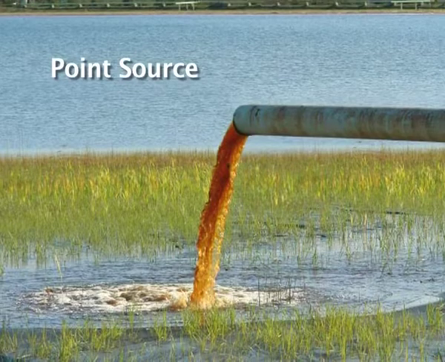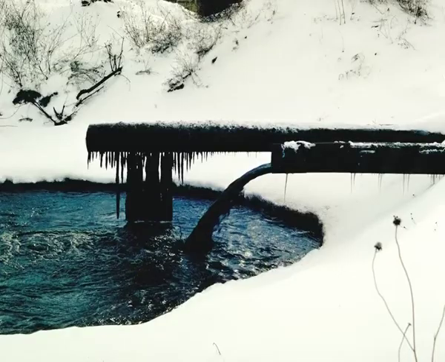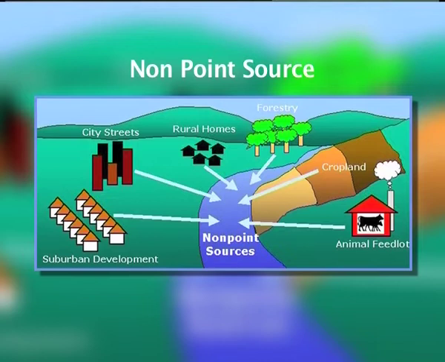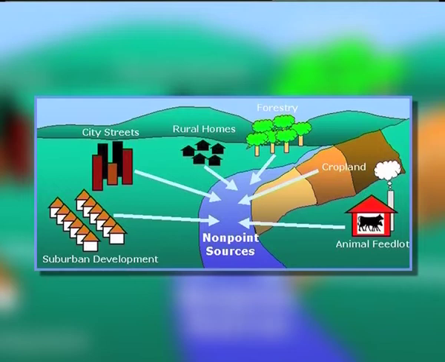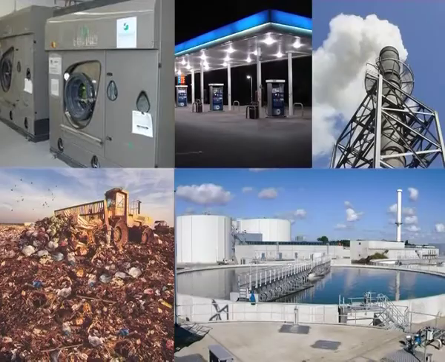Pollution originates from various sources. Point source: pollution comes from a specific originating point, a pipe from a factory or wastewater discharge from a treatment facility. Non-point source: pollutants mainly come from municipal and agricultural sources, but include a wide range of activities. These pollutants are carried by runoff and end up in rivers, streams, and lakes in elevated concentrations. Area source is a system used to report small pollution emissions by category rather than individual source. Examples include dry cleaners, gas stations, fuel combustion, landfills, and wastewater treatment.